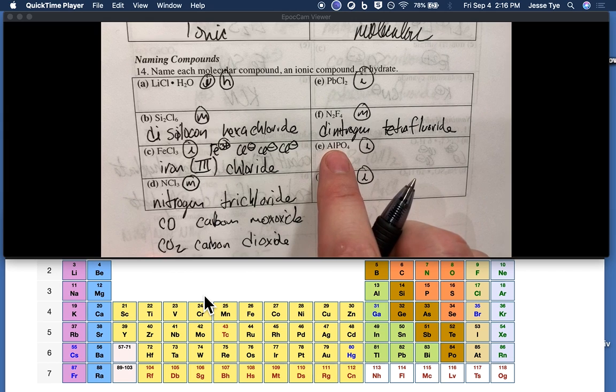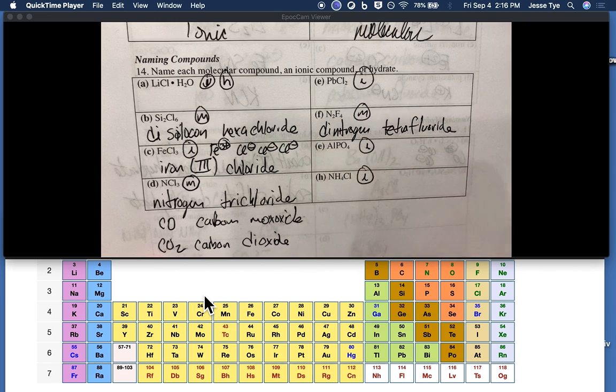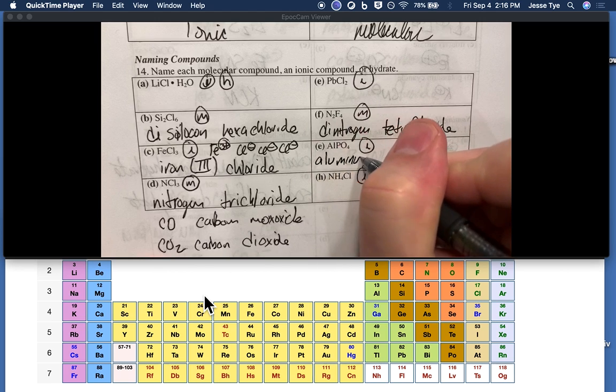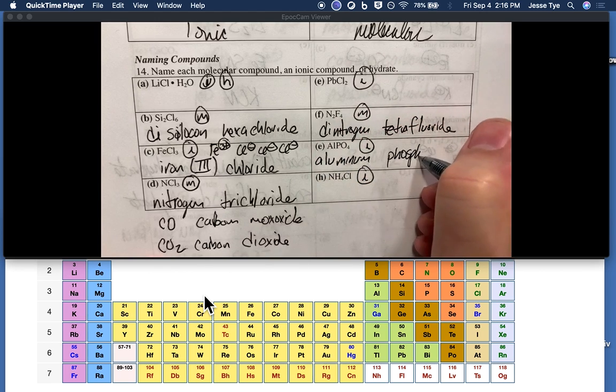Aluminum here. Aluminum is one of the ones that you guys need to know. This is a constant charge ion. It's always aluminum 3. And so since it's always aluminum 3, we don't have to tell the reader that. Aluminum, and the anion is phosphate.